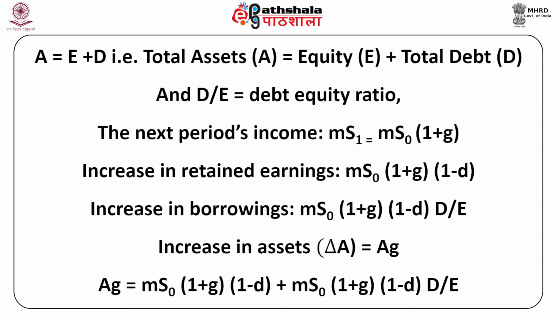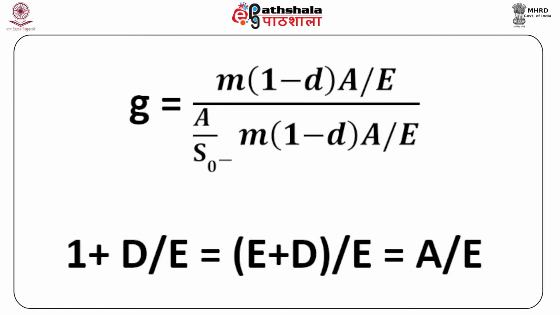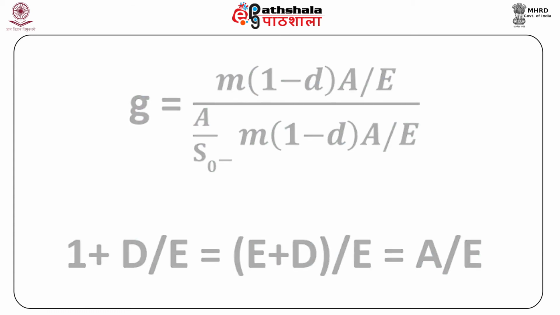Since increase in assets is equal to the increase in debt and increase in equity, therefore AG is equal to M into S0 into (1 plus G) into (1 minus D) plus M into S0 into (1 plus G) into (1 minus D) into D divided by E. Therefore, G is equal to M into (1 minus D) into A by E divided by A by S0 minus M into (1 minus D) into A by E. This is known as sustainable growth.